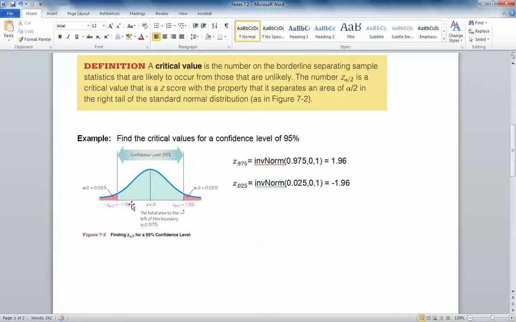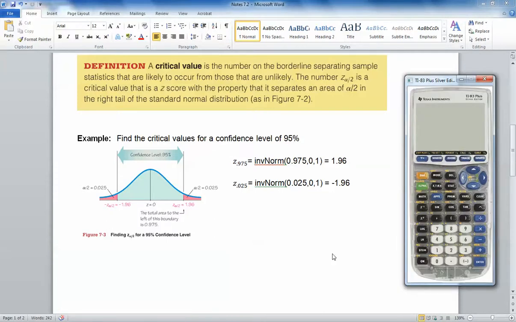So if you take a look at a normal curve and you want to find critical values for a confidence level of 95%, that means that we want 95% of the area to be in the middle and that 5% of the area to be split among the two tails. So when it has an alpha over 2, that means that we want to find the Z-score, the one on the right, that goes with a 0.025 area there, because that area plus this area is 5% and there's 95% left in the middle. So we can use the inverse normal on the calculator to do this.